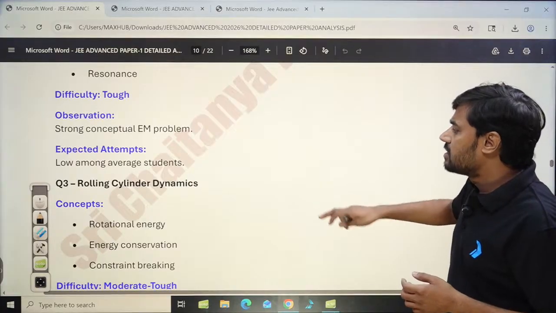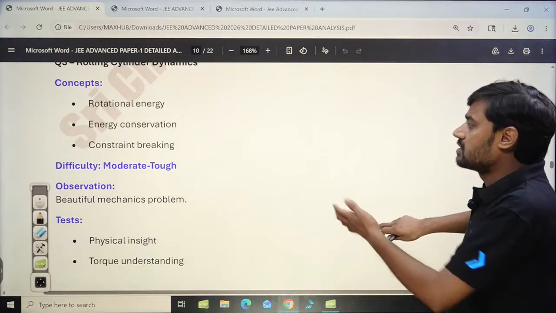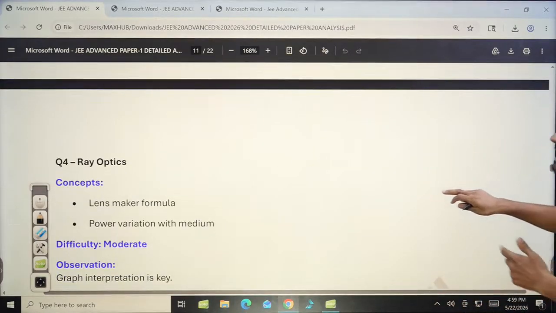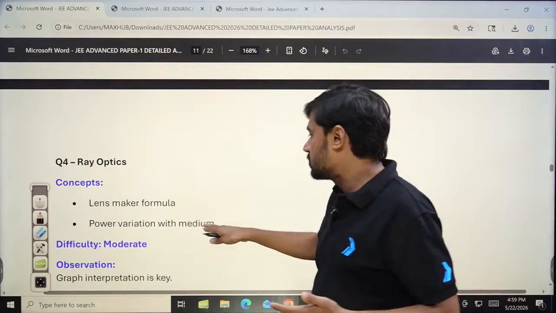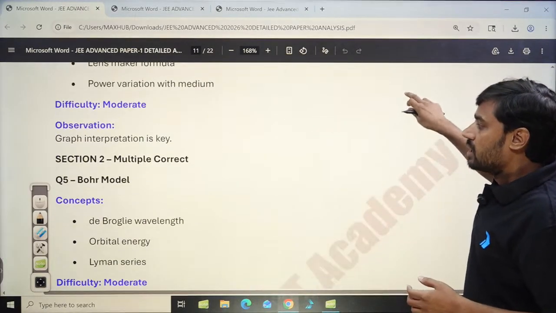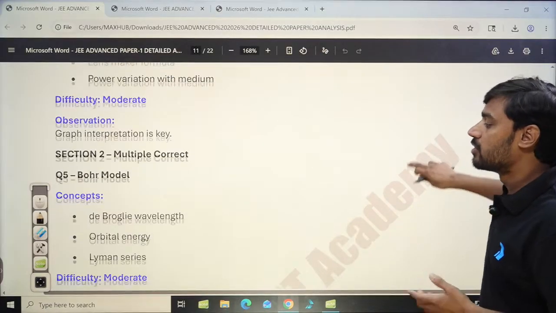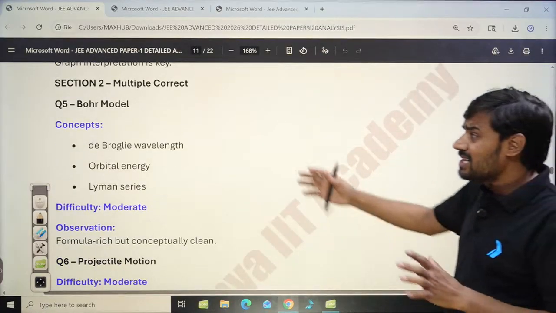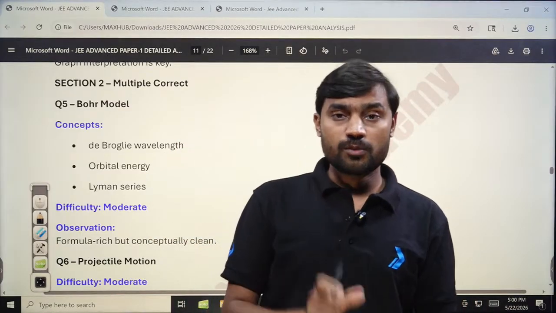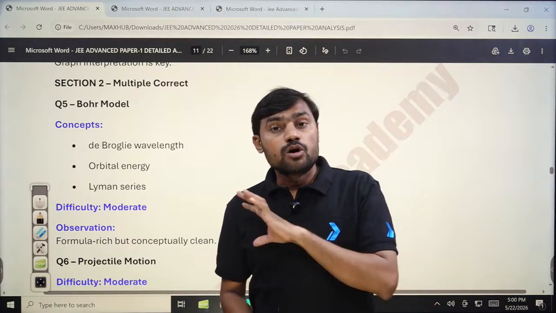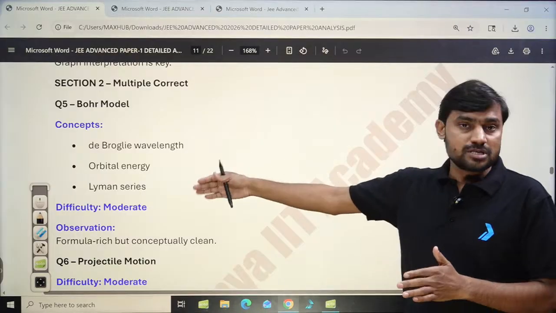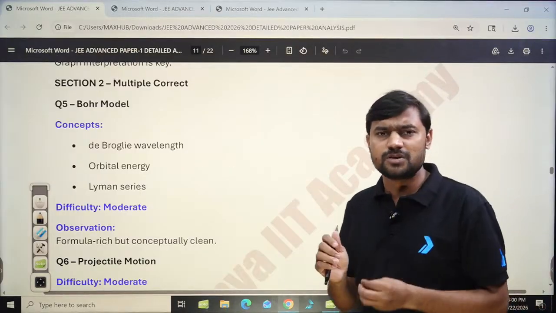And here is a rolling cylinder dynamics question. This is also moderate to tough. A ray optics question: lens maker's formula, power variation with medium. This was an easy question, yes. Another one was a Bohr model question, de Broglie wavelength. Here is a question from modern physics in which there was a Bohr model concept, but this question contained a lot of calculation. So due to that, this was moderate. Otherwise, conceptually it was an easy question.